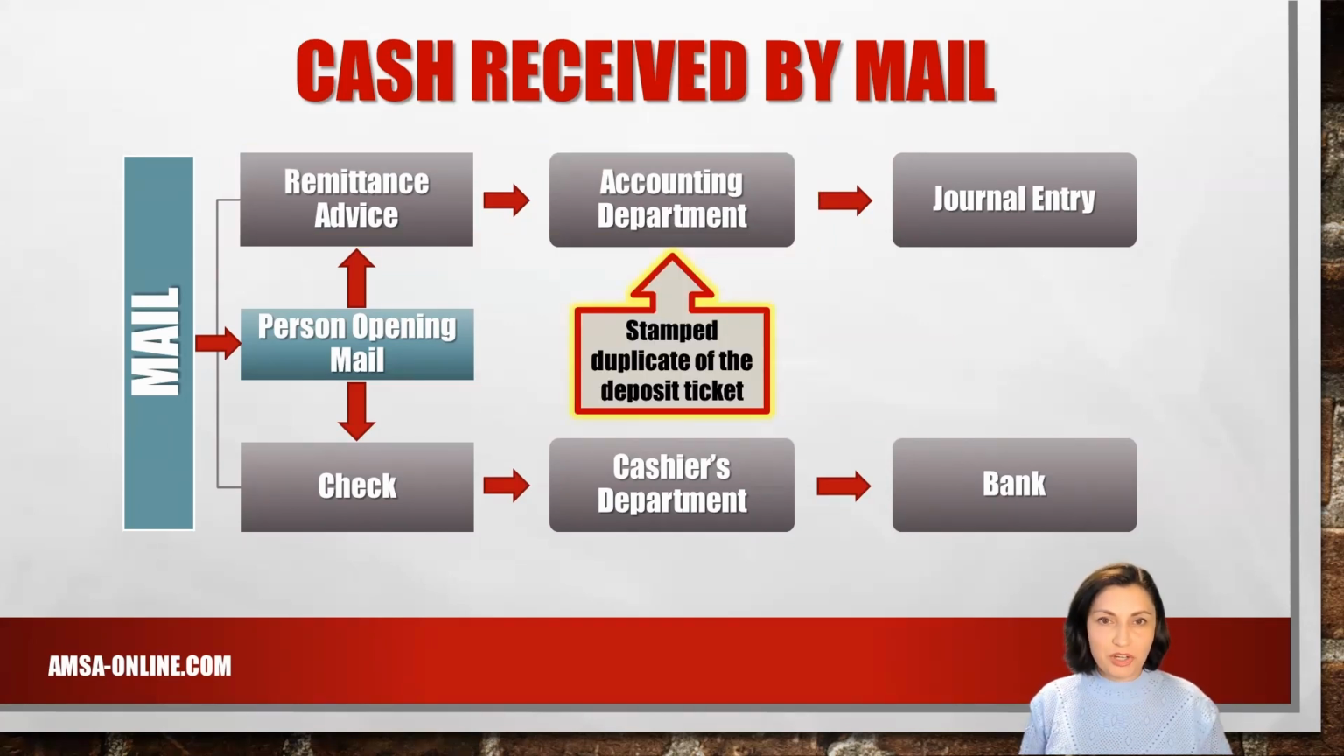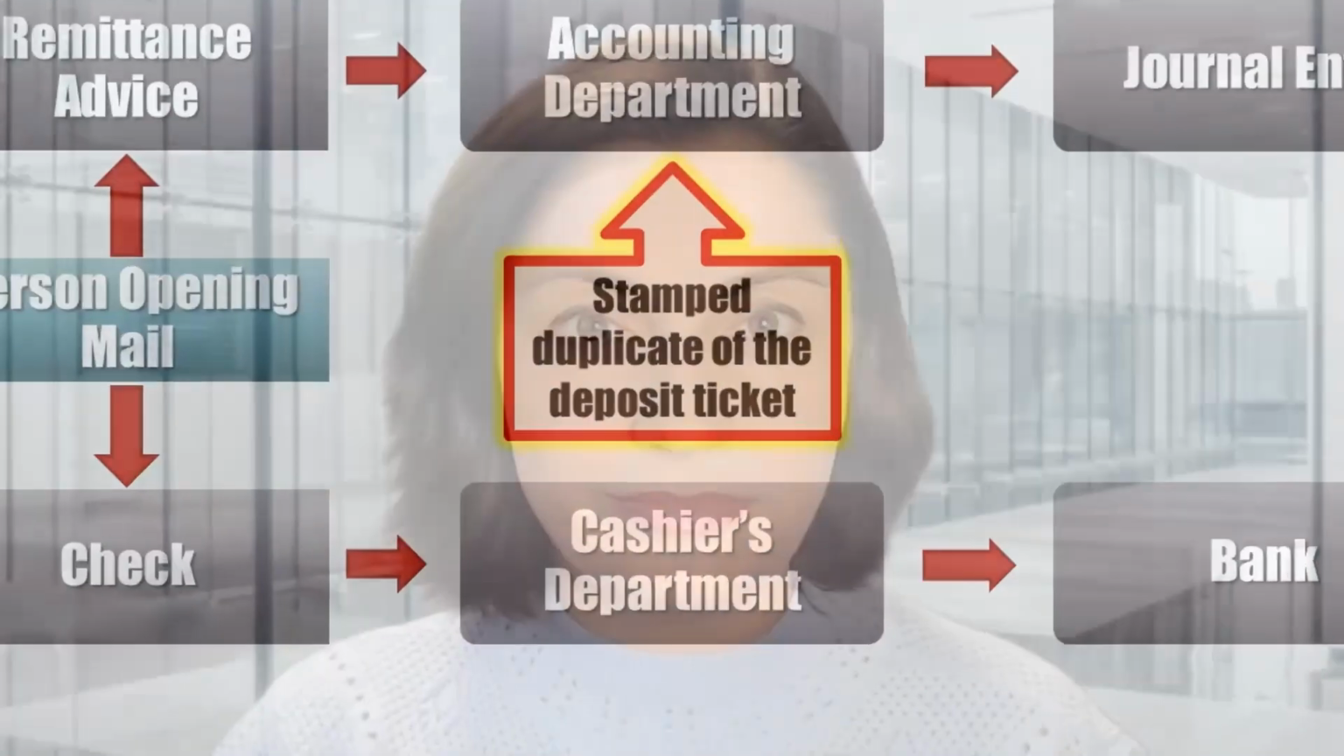The cashier's department then returns a stamped duplicate of the deposit ticket to the accounting department. This control helps ensure that all cash is deposited and no cash is lost or stolen on the way to the bank. Any shortages are, therefore, promptly detected.